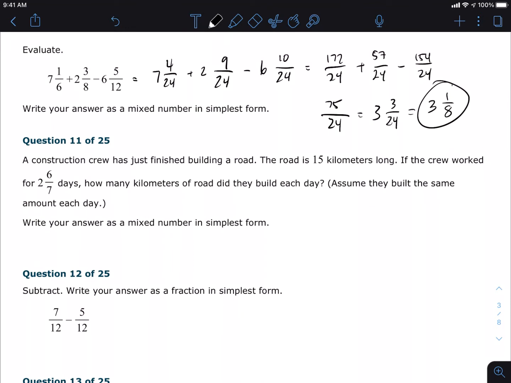It says a construction crew has just finished building the road. The road is 15 kilometers long, so that's our distance. If the crew worked 2 6/7 days, that's time. How many kilometers of road did they build each day? This here is asking for rate.